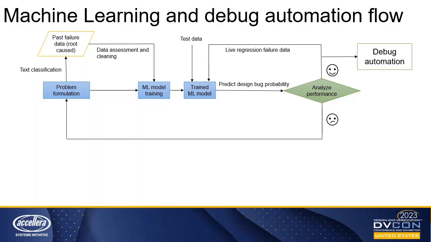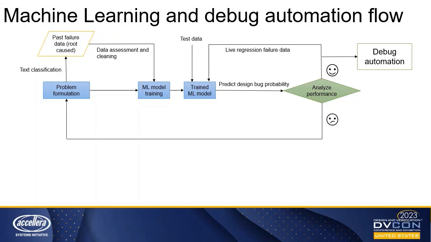Once the performance is satisfactory, the machine learning model is fed with live data from regression failures and outputs the design bug probability for each failing test. This design bug probability is stored in a cloud database along with other error details like the error message, the RTL file, the RTL module, the time of the error, and so on.